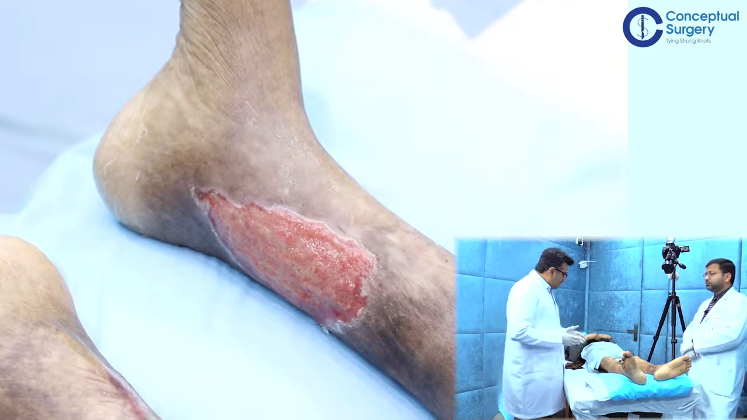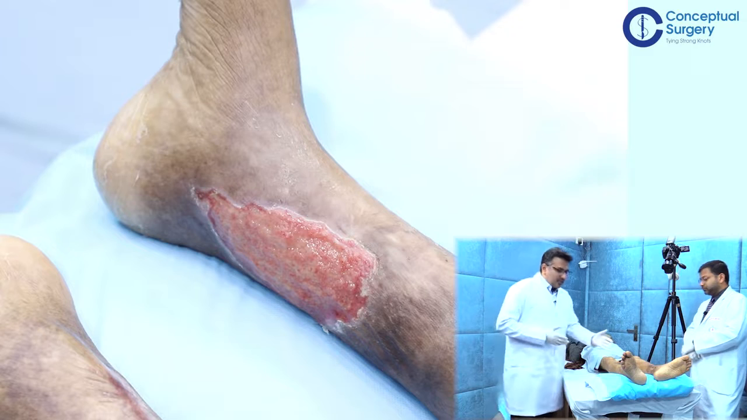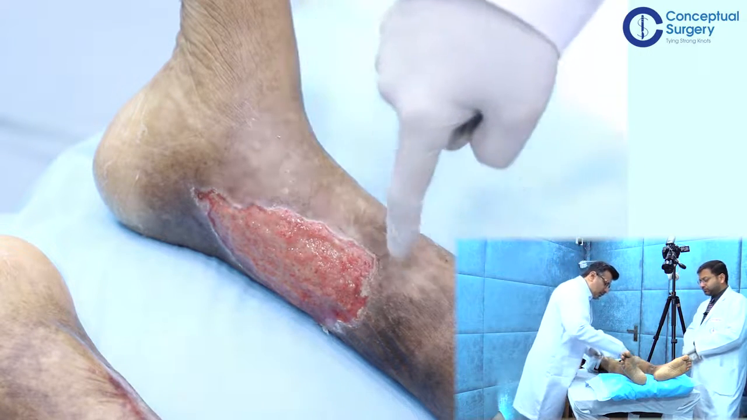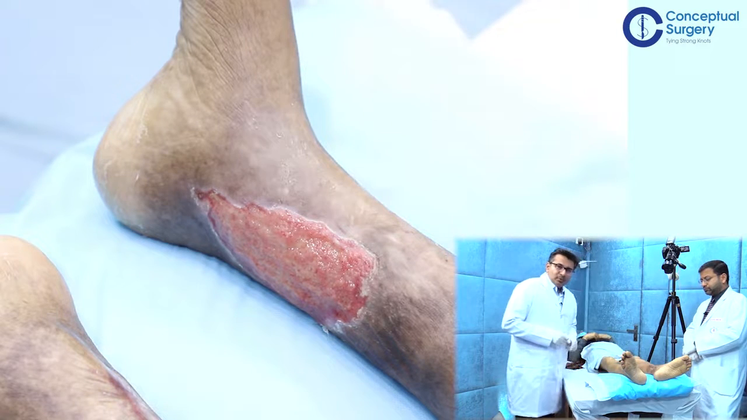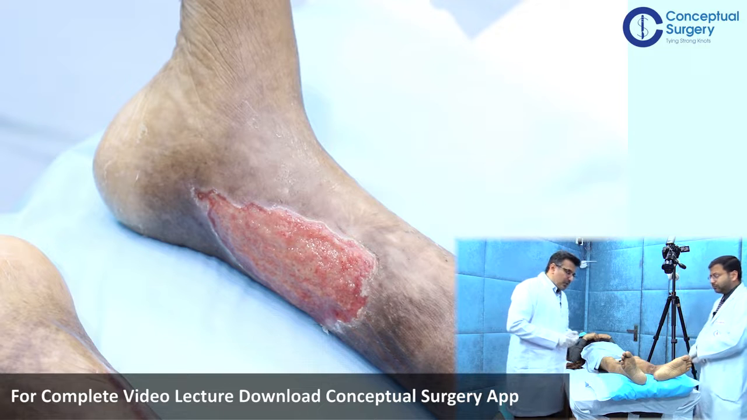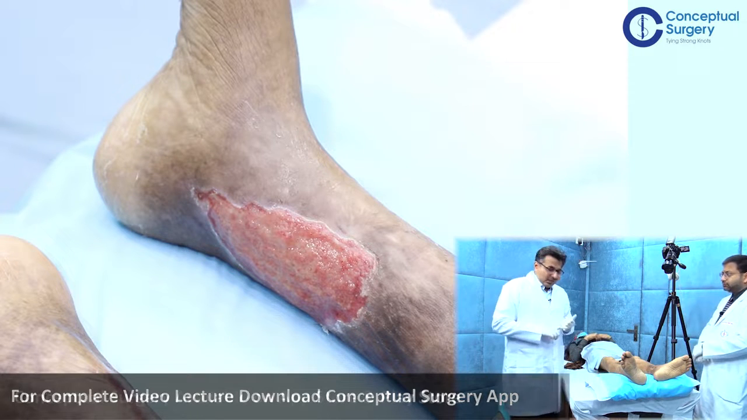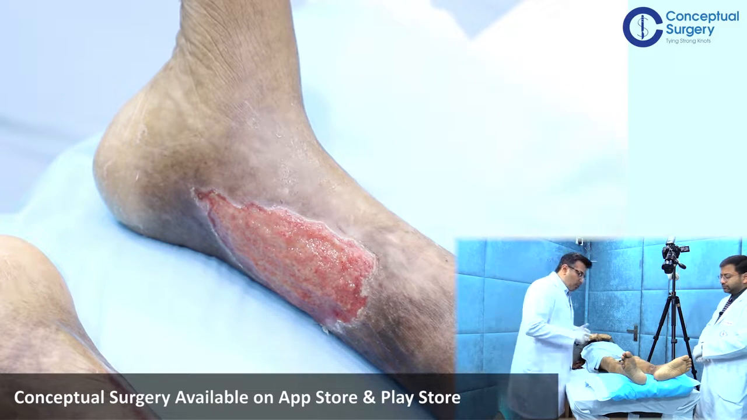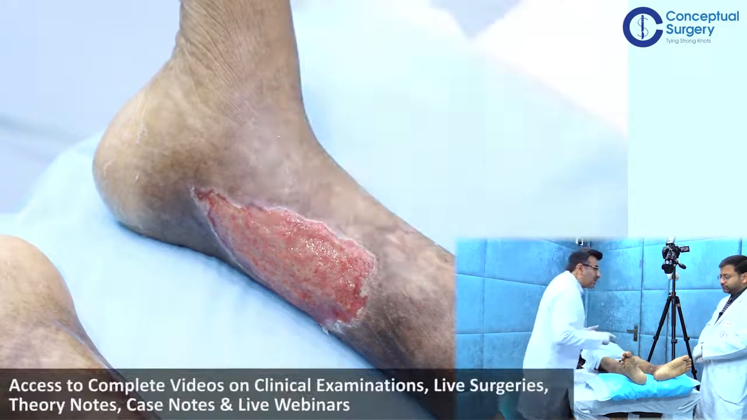That's what we begin with. So you can see this elderly gentleman here, and this is his right lower limb. You can see the ulcer is typically situated over the medial aspect of the lower limb, the lower 1/3 of the leg. So there is a single ulcer on the right lower limb on the medial aspect, which we would also describe as the Gaiter's area.